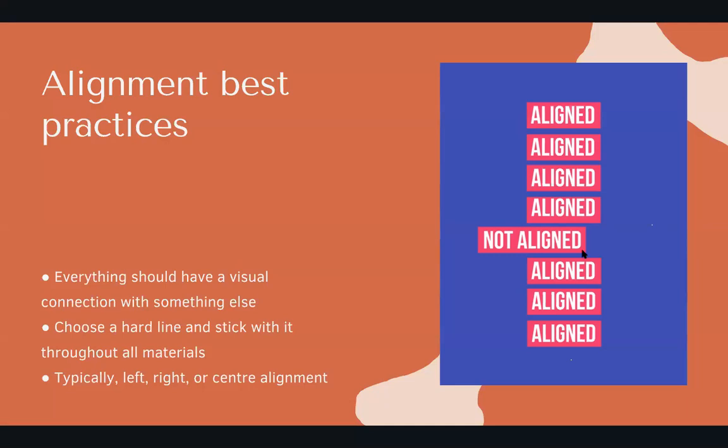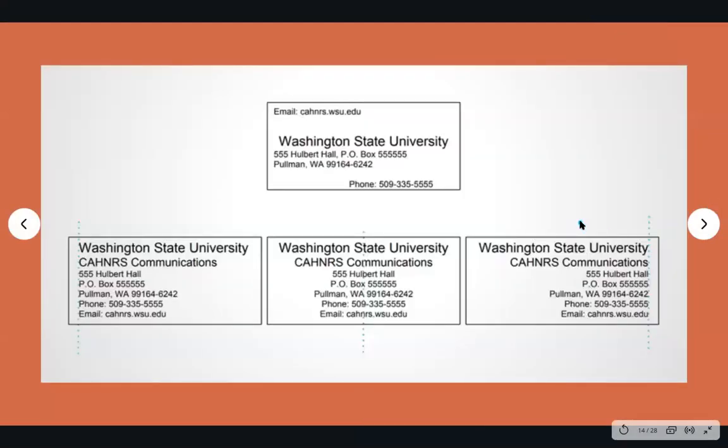So in practice, everything should have a visual connection with something else. Choose a hard line and stick with it throughout all your materials. Typically use left, right, or center alignment on a basic level. Okay. Let me move on to the next slide. Now look at this very carefully. This is very practical of what alignment looks like. If you see this first design, it looks very terrible. I don't want any one of you to do something like this after this class.